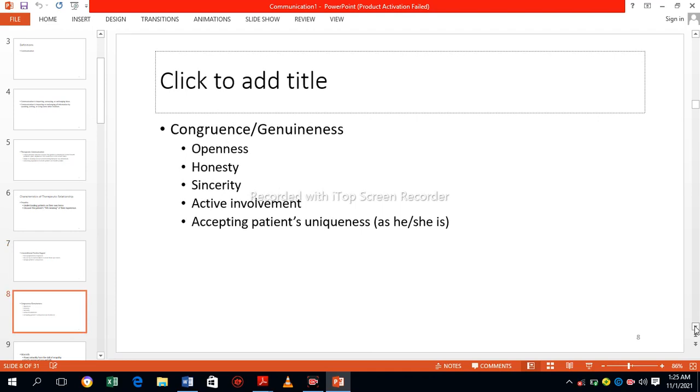Then the other characteristic we're going to look at is congruency or genuineness. It's a condition where we talk about openness, honesty, sincerity, active involvement, and accepting the patient's uniqueness. You honestly talk to them, you sincerely talk to them, you come out openly as a medical practitioner.